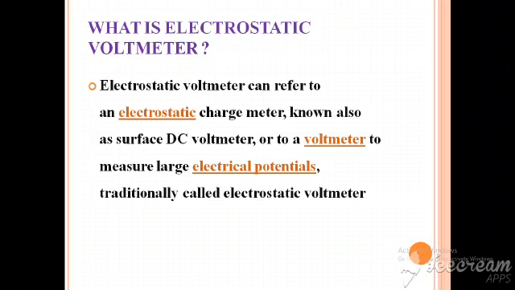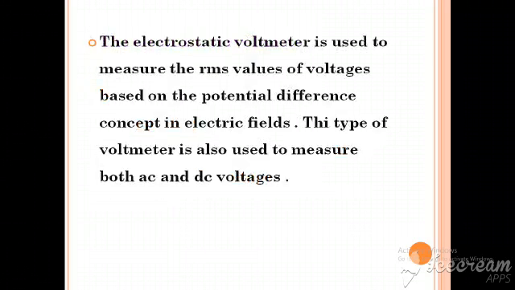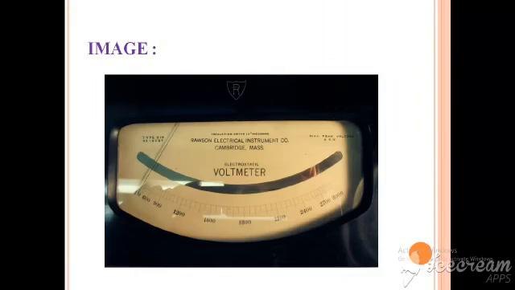Electrostatic voltmeter can refer to an electrostatic charge meter known as a surface DC voltmeter, or be a voltmeter to measure large electrical potential, traditionally called an electrostatic voltmeter. The electrostatic voltmeter is used to measure the RMS value of voltages based on the potential difference concept in electric fields. This type of voltmeter is also used to measure both AC and DC voltages. So this is a practical voltmeter. Have a look at it.